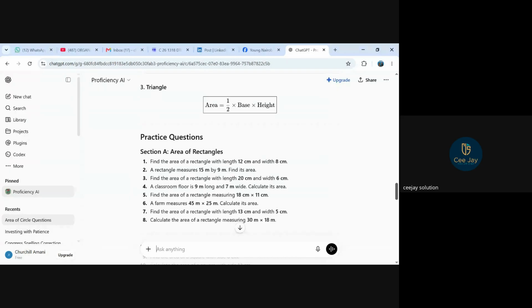That is square. That is question 1. Question 2, we are asked to calculate the area of a rectangle measuring 15 meters by 9 meters. When we calculate that, we'll be able to get our answer to be 135 meters squared.